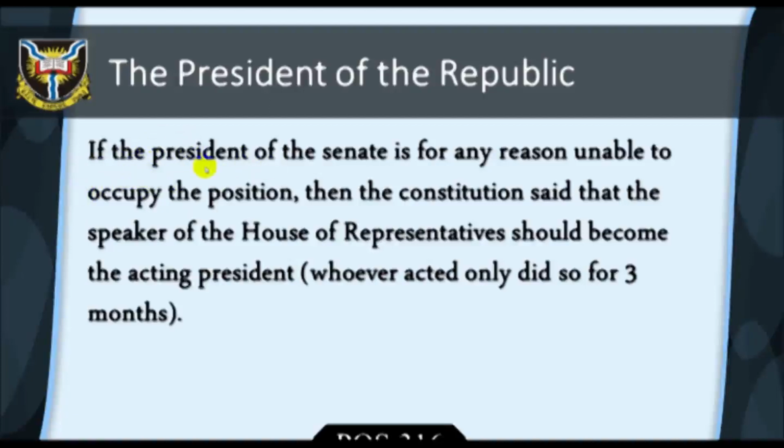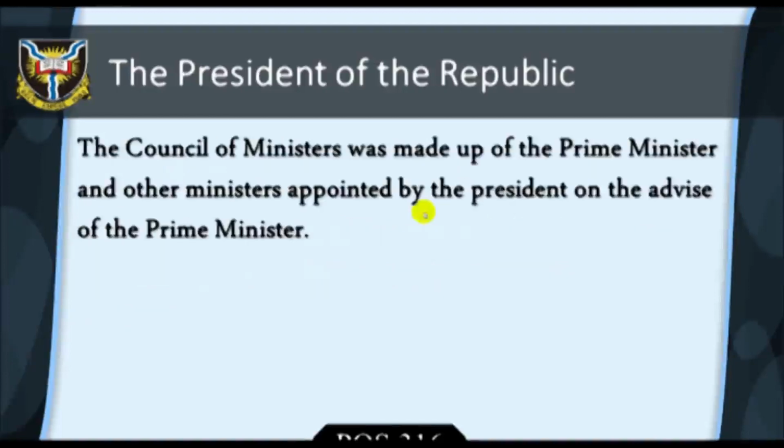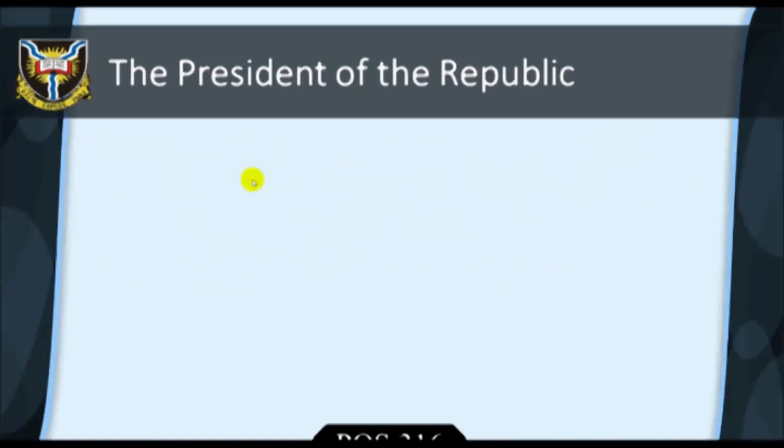This does not imply that the President was absolutely powerless. As we explained earlier, he was the Commander-in-Chief of the Armed Forces of the Republic. He also exercised the important authority of identifying and choosing an individual who appeared to him after a general election to be Prime Minister. In other words, the President actually appointed the Prime Minister and members of the Council of Ministers. The Council of Ministers was made up of the Prime Minister and other ministers appointed by the President on the advice of the Prime Minister.